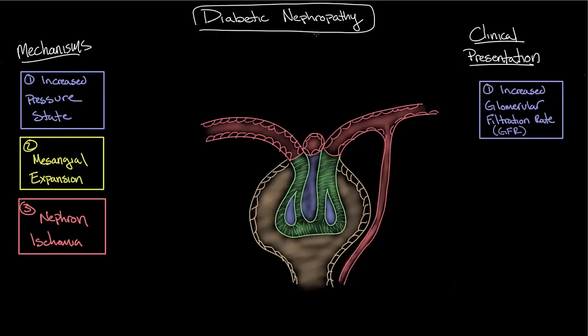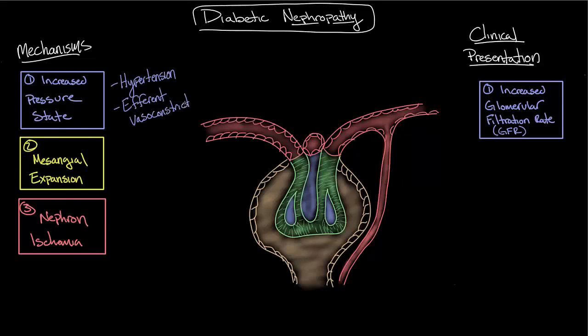So diabetic nephropathy, if you break down the term into nephro and pathy, literally means kidney disease caused by diabetes. Now, typically, kidney disease is marked by a decreased filtration rate. So why is it that the first clinical stage of diabetic nephropathy is that of an increased glomerular filtration rate? Well, recall that the earliest mechanism contributing to diabetic nephropathy is an increased pressure state, over here in blue. And this is due to hypertension and efferent vasoconstriction.